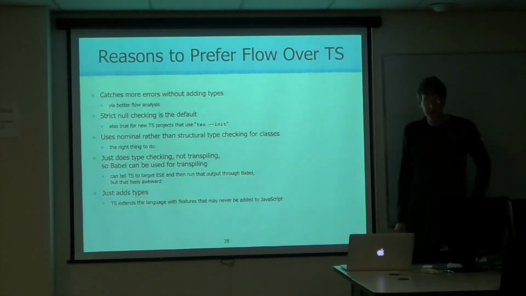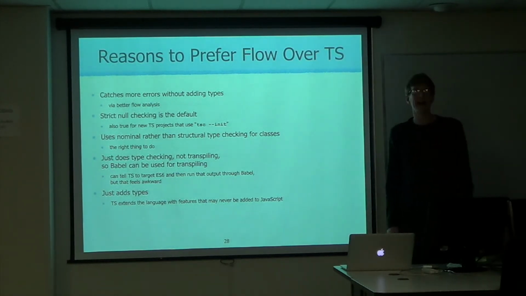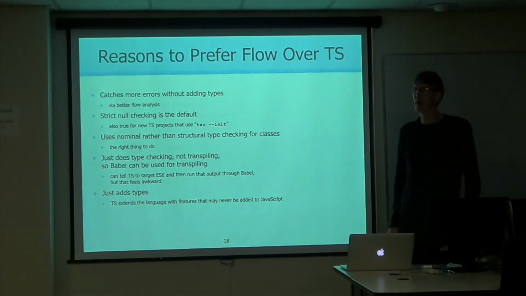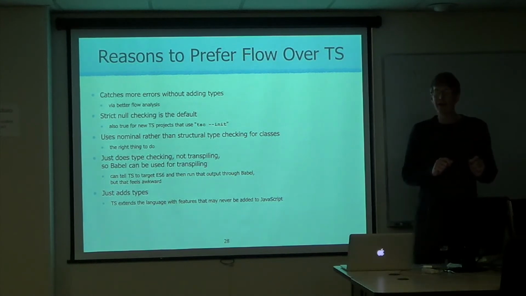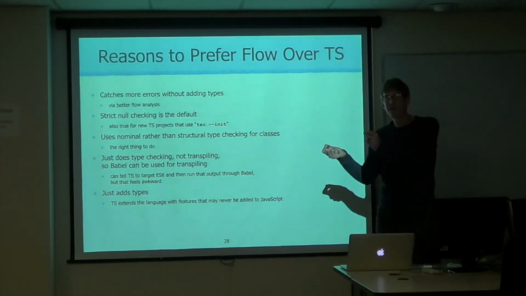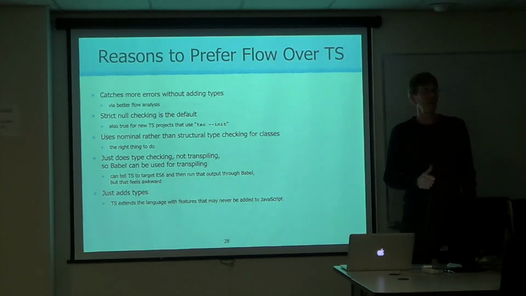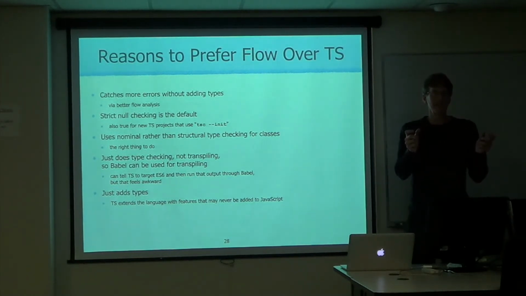And so an example of this is that I could have a cat class with a name property and a person class with a name property, and then I declare this variable to be of type cat, and then I create a person object and I assign it to the cat. And TypeScript says it's all good because they both have a name property. Flow says, you told me classes of these things, they're not the same class, so I'm going to complain if you do that.